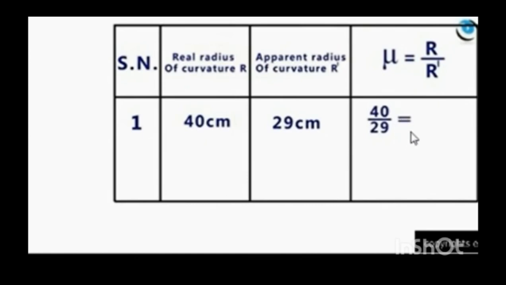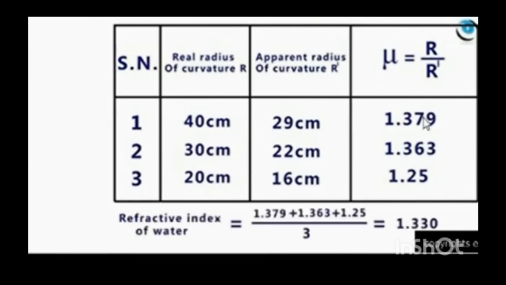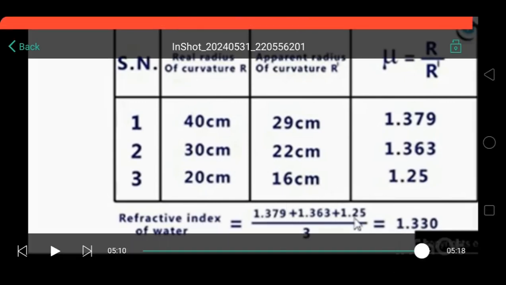Now students will take the ratio 40 divided by 29 equals 1.3. We'll repeat the practical using different concave mirrors and take the mean value, which is 1.33. As you know, this is the refractive index of water. This is the practical for today.